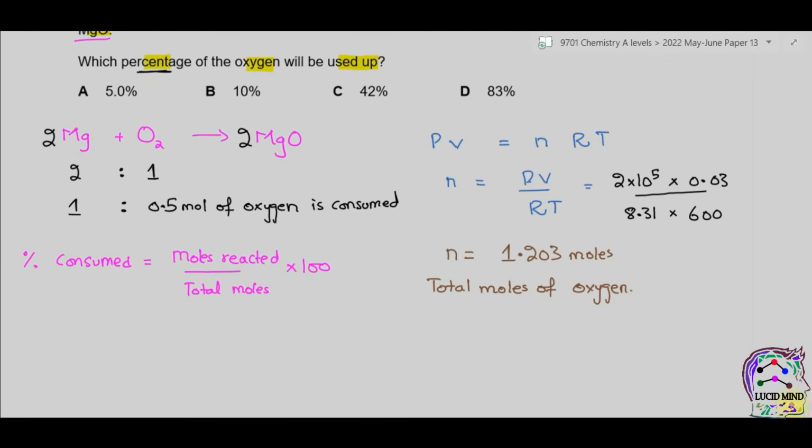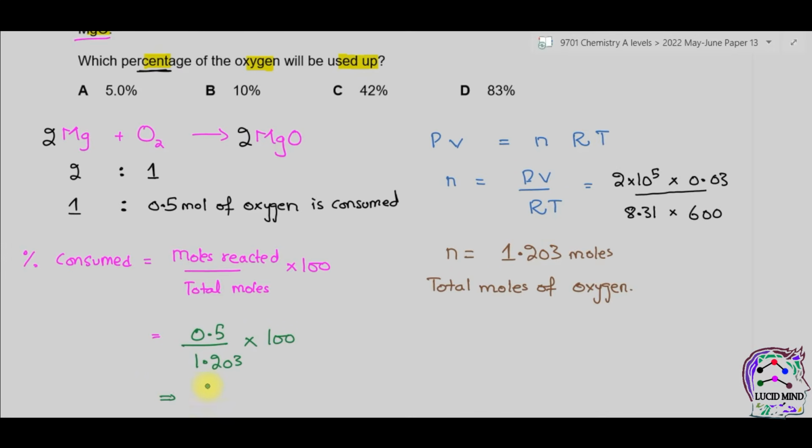So simply putting values, we have 0.5 moles that are reacted out of 1.203 moles into 100. This will give us the percentage. So it comes equal to 41.56%. So our answer is nearer to 42%, so it is C.